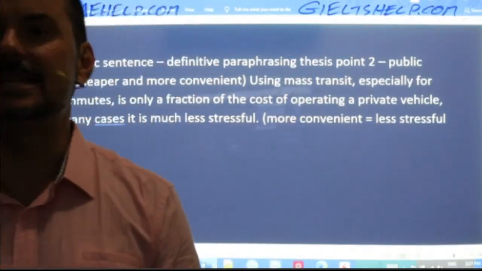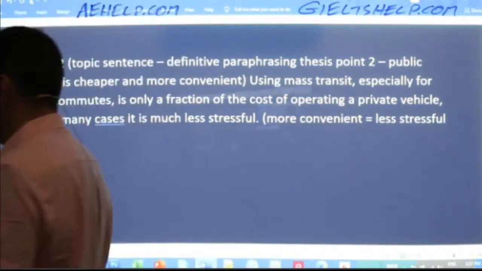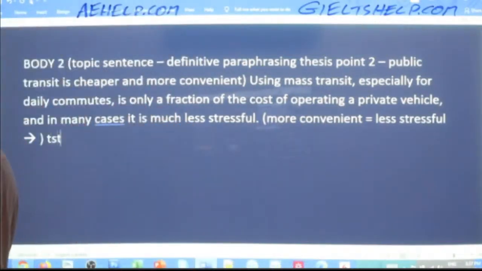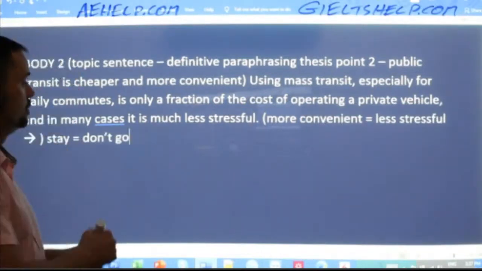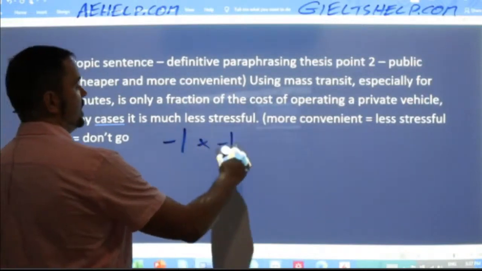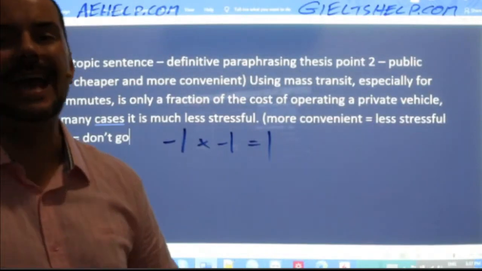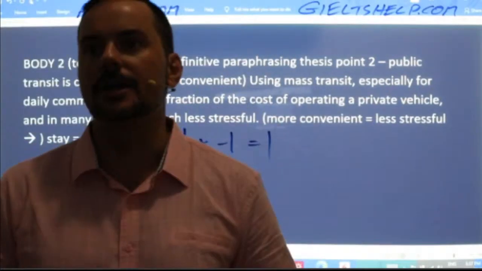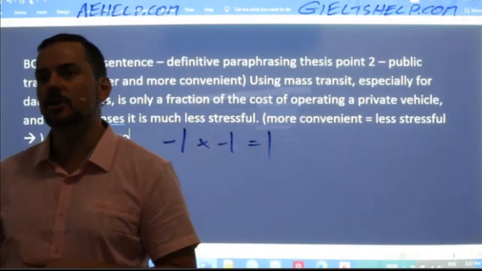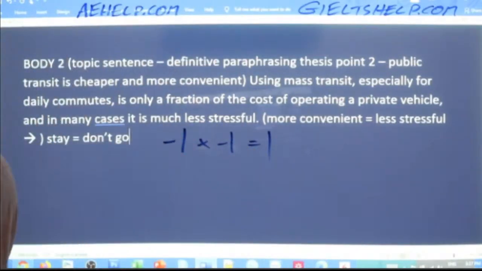Bex Roos says it's a synonym. It's not quite a synonym. I'll give you another example of it. It's like saying stay equals don't go. Okay, so in math, this would be negative 1 times negative 1 equals 1, right? So it's called antonym plus negative. A couple of you got it almost, okay? So Paya, you're close. It's antonym plus negative. Okay, it's called antonym plus negative paraphrasing. Okay.